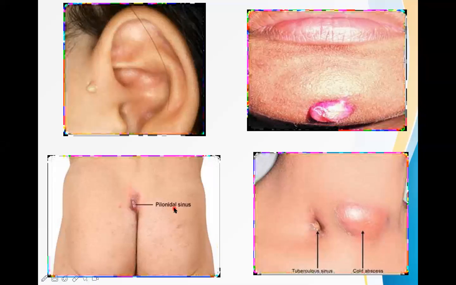This is pilonidal sinus. See this. This is a natal cleft between the buttocks. Okay, this is the lower part of the back, and this sinus is very, very commonly present here. Pilonidal sinus leads to repeated infection, and there is some hair inside it. Now this is a tubercular sinus. There is a cold abscess, and probably another cold abscess has already ruptured outside, leading to tubercular sinus. So these are the different pictures which tell us about the sinuses.